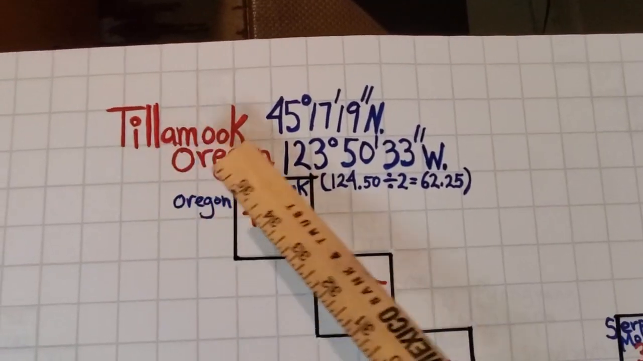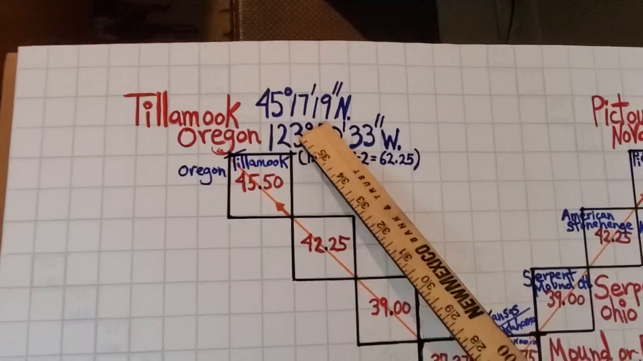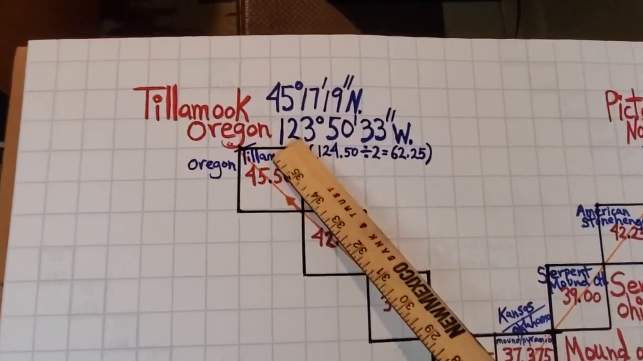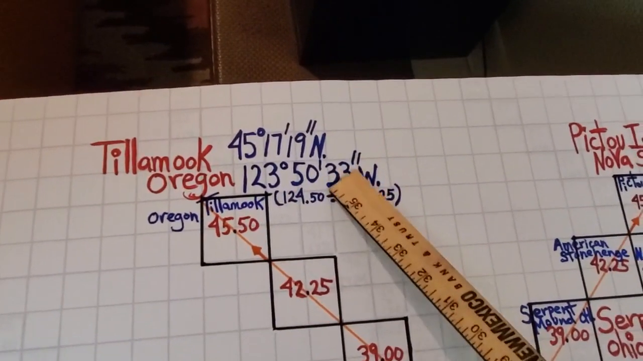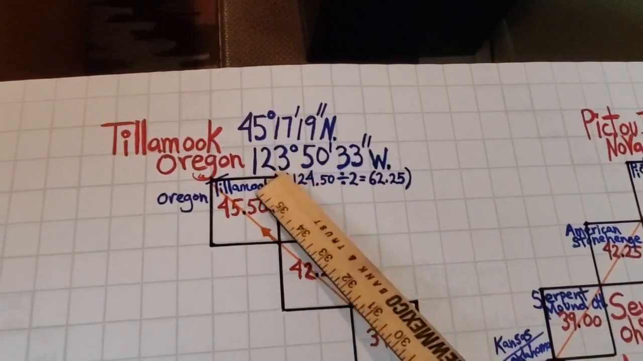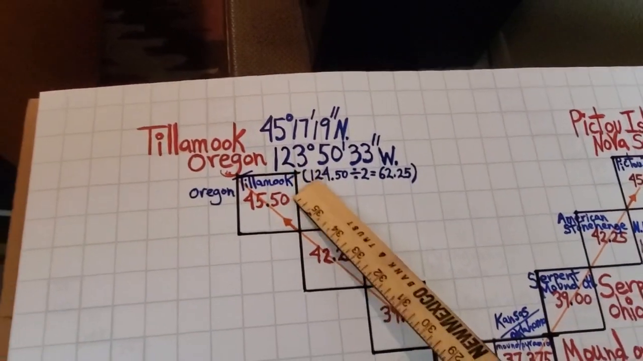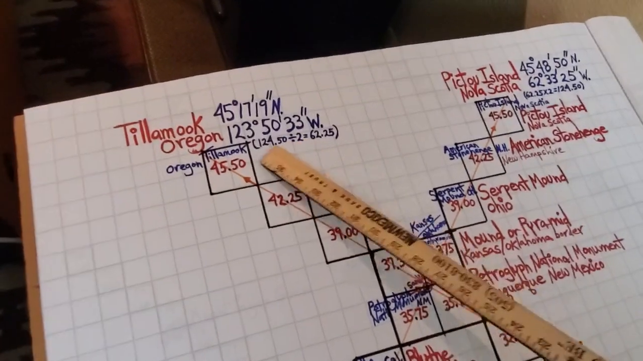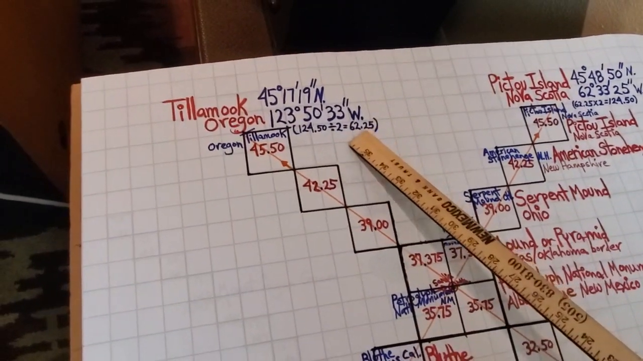And what are their numbers? 45 degrees is their latitude, 17 minutes, 19 seconds north. And what is the longitude? 123 degrees, 50 minutes, and 33 seconds west. Well, you take this 123.50 and you make it 124.50 and you divide it by 2. Why? Because it gives you 62.25.